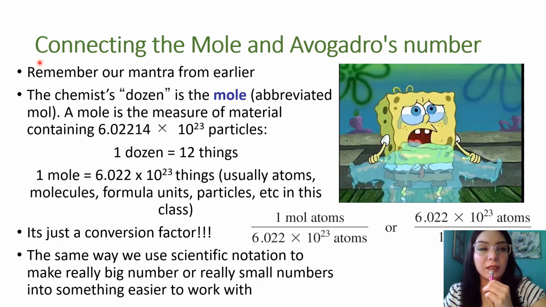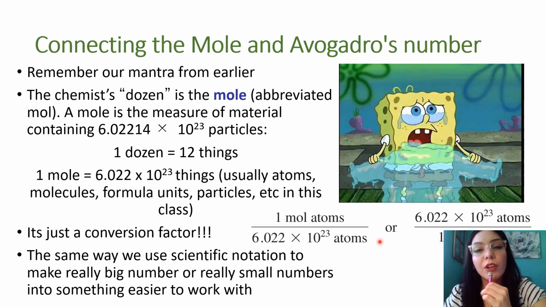And just finalizing, connecting the mole and Avogadro's number for us. Remember that mantra about the dozen. A chemist's dozen is equivalent to the mole. So in 1 dozen, there's 12 things. In 1 mole, there's 6.022 times 10 to the 23rd things. It can be atoms, molecules, formula units, particles, whatever it is. And then also remember that you can use it as a conversion factor.